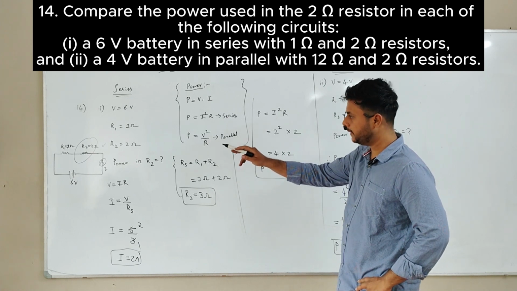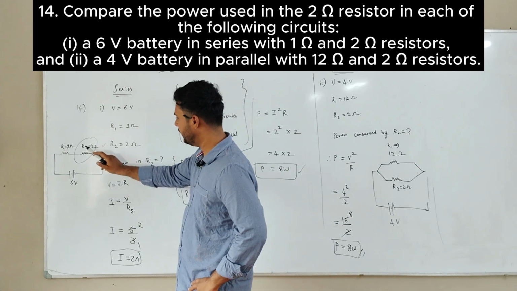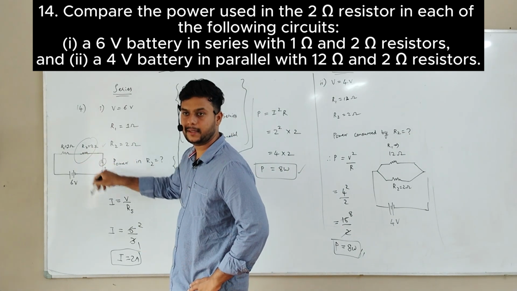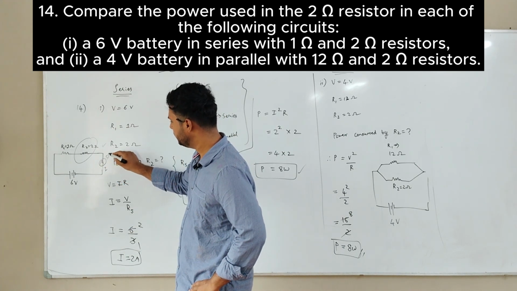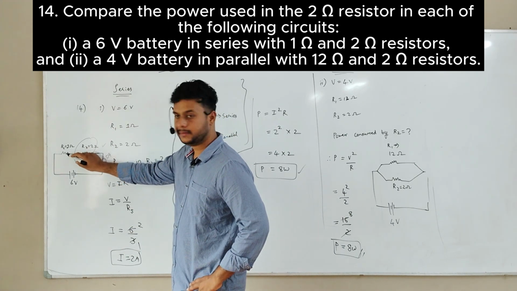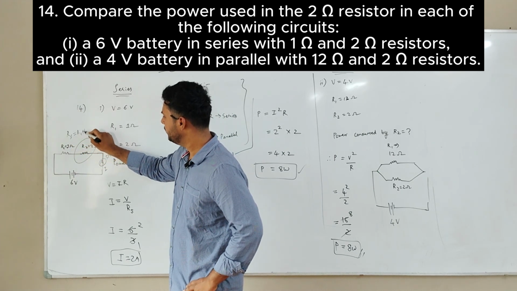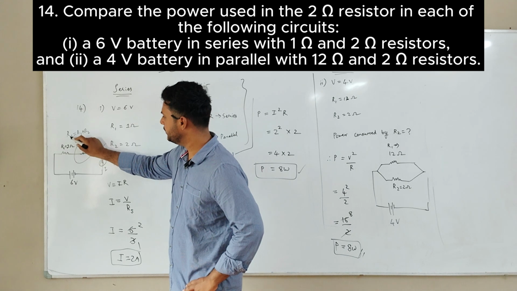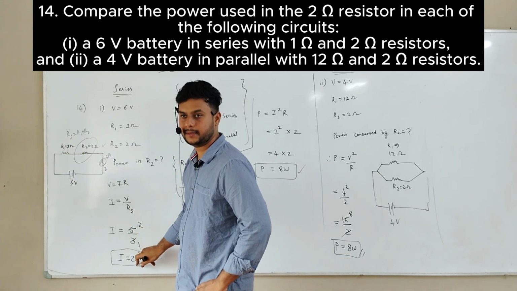See, when I am finding current, I should add this and this. Then only I can get current. Here I have found current. So current is how much? First combine this. Use RS is equal to R1 plus R2 formula. Then you will get RS. Then this RS is applied here. V by RS, then we get current I.